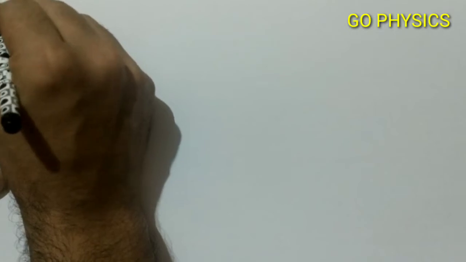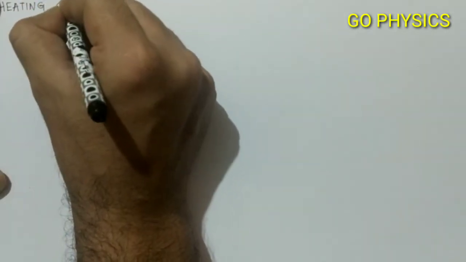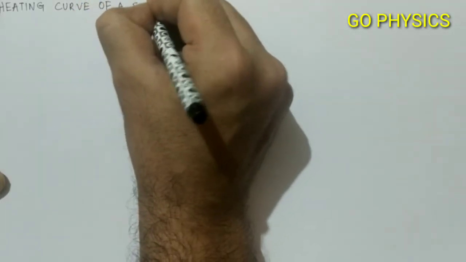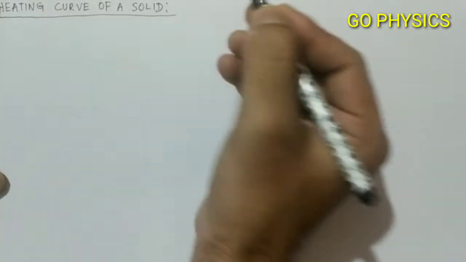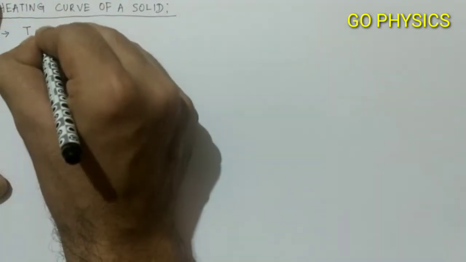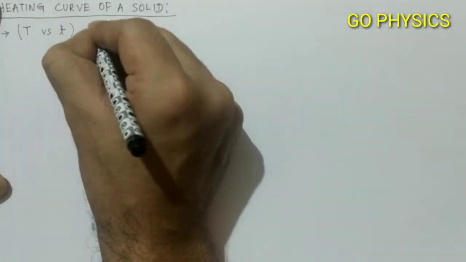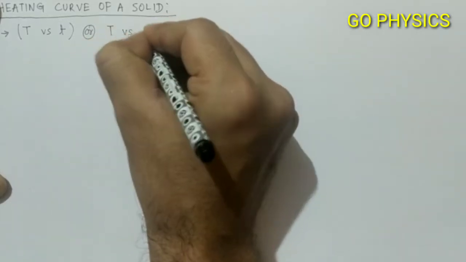In this lecture, we will see the heating curve of a solid. This curve is drawn between temperature versus time. Or sometimes in place of time, we take the heat added.